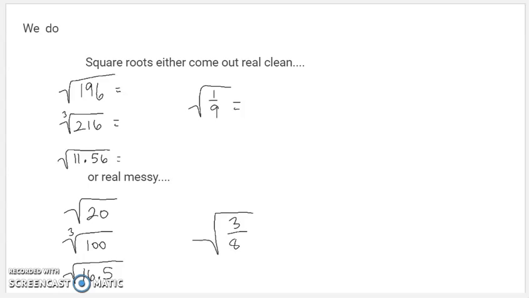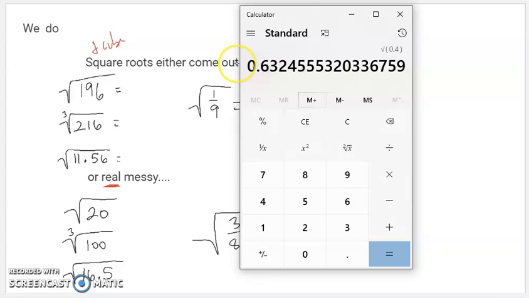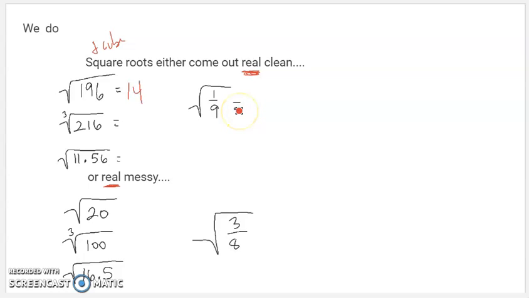So the other thing to know today for your notes is that square roots, I should say square and cube roots, either come out real clean or real messy. One or the other. There seems to be no in between. The square root of 196 is 14. That means 14 times 14 is 196. You may not know that one in there.